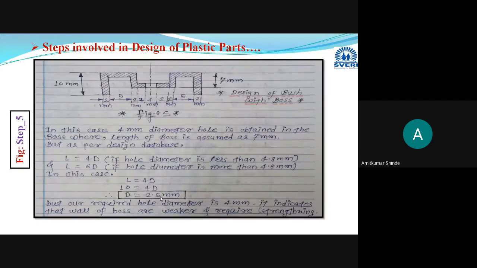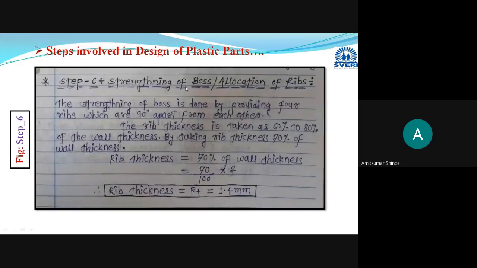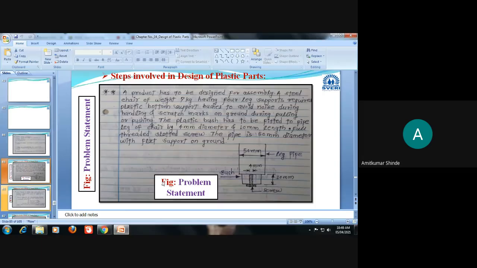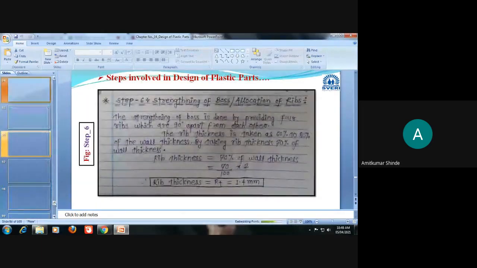Okay, that will be the next stage, the sixth stage, that is strengthening of the boss by allocation of the ribs. Now strengthening of the boss is done by providing four ribs. We are going to provide four ribs, and each rib will be 90 degrees apart. Okay, for this I will show you one diagram, the diagram of the boss.